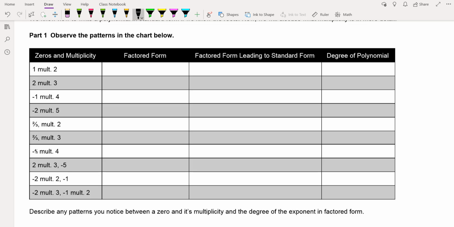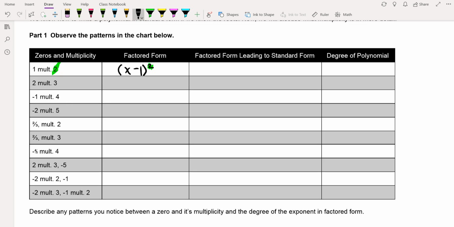As we go through this, the very first one, you see 1 with multiplicity 2, which means the zero is 1, so in factored form that would be x minus 1. The multiplicity of 2 tells you that your exponent is going to be a 2. That's all you have to do. Easy peasy, right?